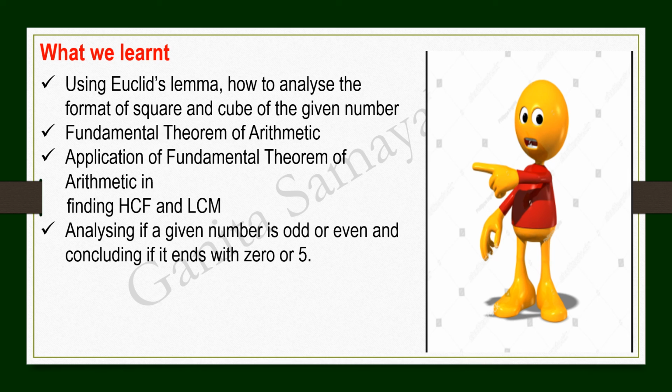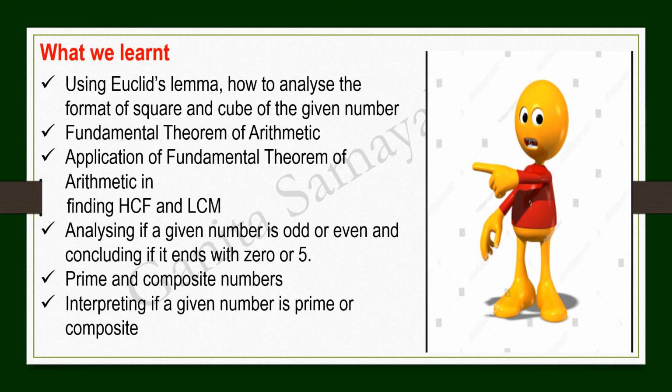Then later on we went on to analyze whether a given number is odd or even, and then concluded whether it ends with 0 or 5. We also understood about prime numbers and composite numbers and interpreted whether a given number is prime or composite. So these are the key points that we have understood today. As you go through these key points, children, you must be able to recollect what we did. That is why these key points are given. You can just have this on the screen, and finally you can recollect whether you remember each of these. Did we do this? What does this mean? And then how we found the HCF and LCM.